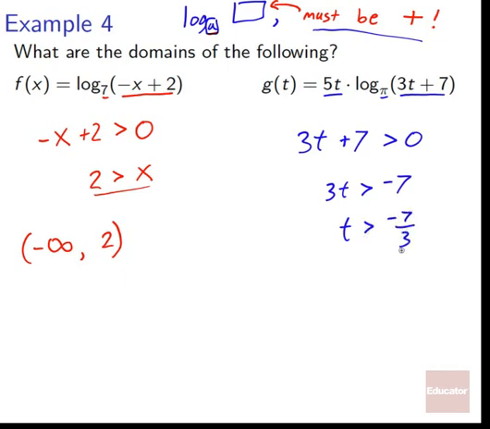So t starts at negative 7/3, but is not actually able to include negative 7/3. So it starts just above negative 7/3 and can go anywhere larger, so it can go all the way out to positive infinity. So we've got negative 7/3 shown with a parenthesis because we can't actually include negative 7/3. We can just get arbitrarily close to it, going all the way out to positive infinity. And there are the 2 domains.